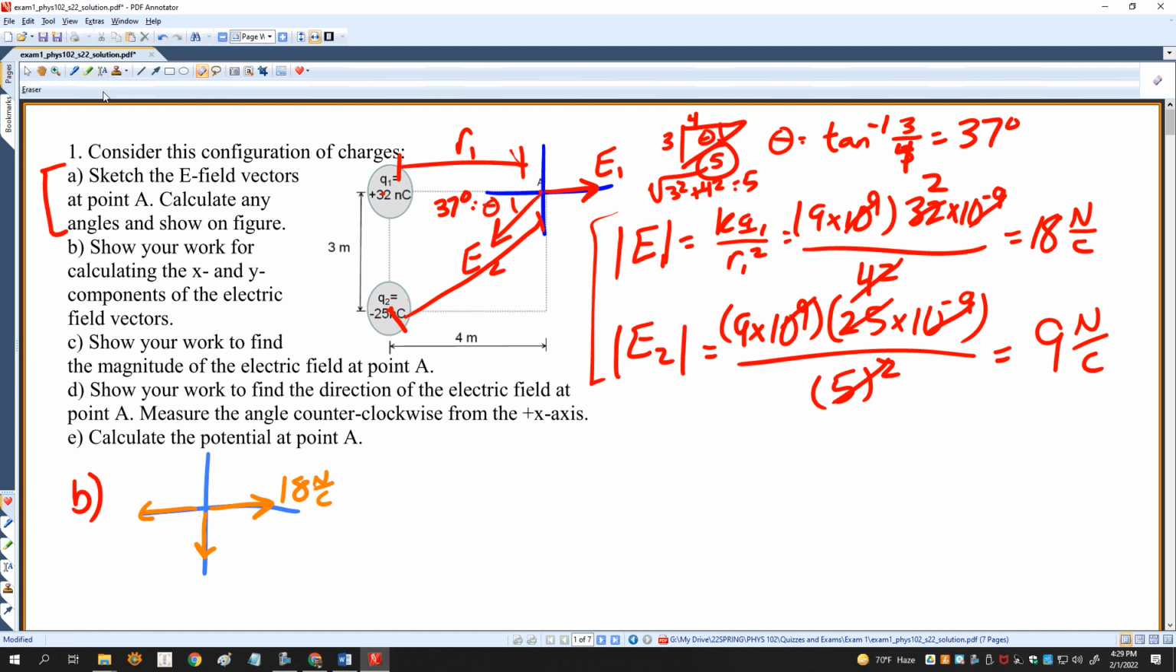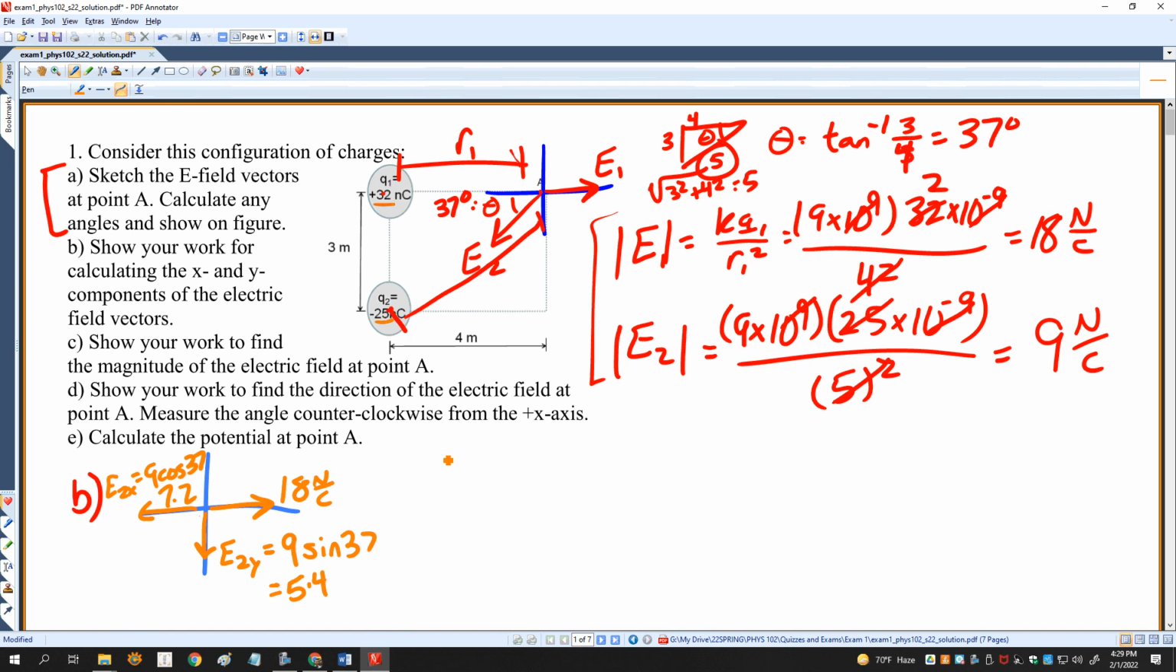And then let's go ahead and label this as E2y. That's going to be 9 times the sine of 37, and E2x. That's 9 cosine of 37. See, 9 cosine of 37 is equal to 7.2. Keeping 2 sig figs, because I got 2 sig figs throughout here. And then 9 sine of 37 is 5.4.